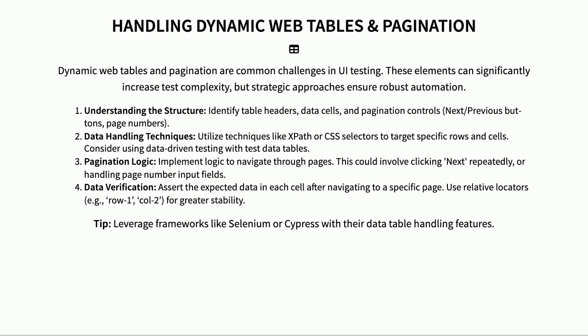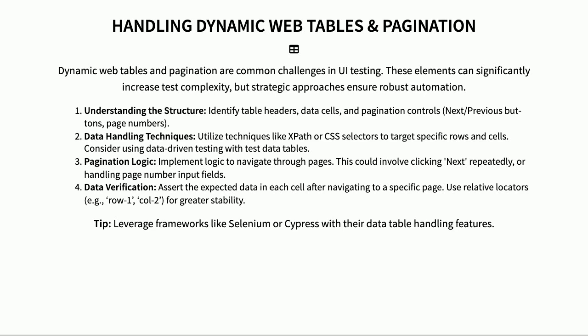Okay, let's talk about dynamic web tables and pagination. They're a frequent hurdle in UI testing. The key is to really understand the structure of these elements first. That means identifying what makes up the table, like the headers and data cells, and finding those control buttons for navigating through pages. We can use things like XPath or CSS selectors to reliably pinpoint specific rows and data points.